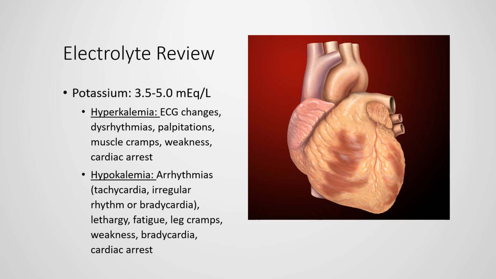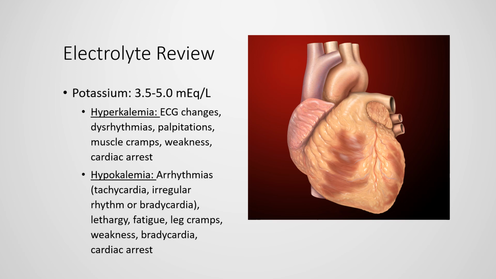Okay, let's move on to potassium. A little review here. Potassium, remember, is the main intracellular electrolyte, just like sodium is the main extracellular electrolyte. The range in the serum is 3.5 to 5 for potassium. And abnormalities in potassium levels, whether they're high or low, will typically have their effects on the heart.